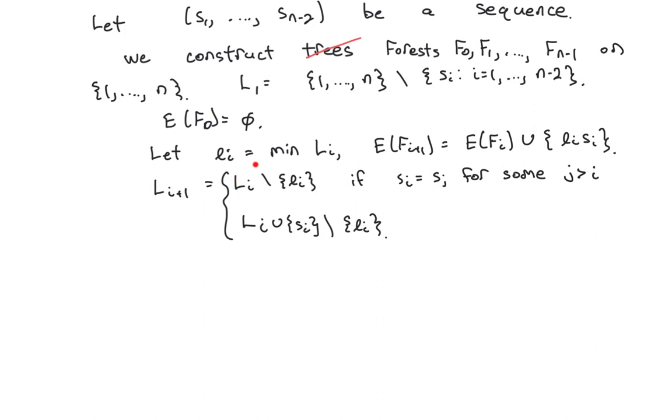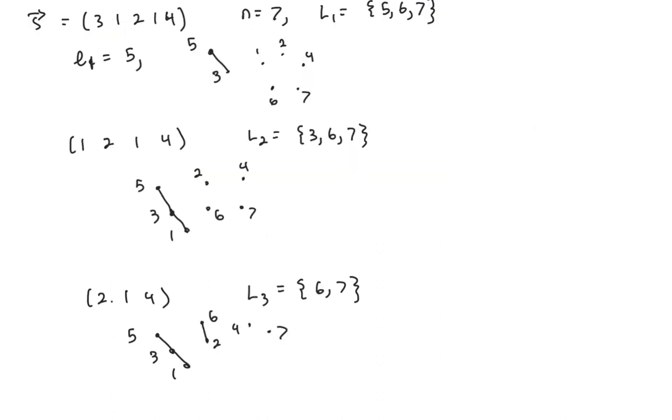And then we're going to update our set of potential leaves. No matter what, we're going to remove the vertex Li from it. But we do run into this case. If entry Si appears later in the sequence, that's all we do. Otherwise, if Si no longer appears in the rest of the sequence, we add Si as a new potential leaf. That's because, in some sense, once you've hit this point, you've already determined all of the neighbors of Si except one. So let's actually do the construction.